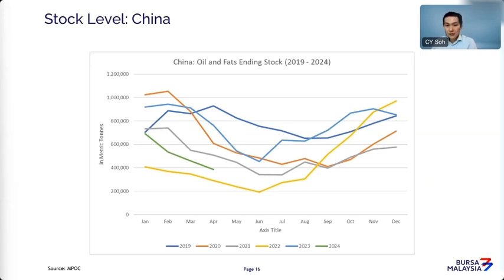Now, looking at the monthly basis to compare year to year for the stock level for China, we want to investigate whether there is also seasonality in the stock level. There's a pattern here based on the graph. We can see that in the first half of the year, China's stock level would reduce, and it will bottom out around June or July, and then the stock level increases in the second half of the year.